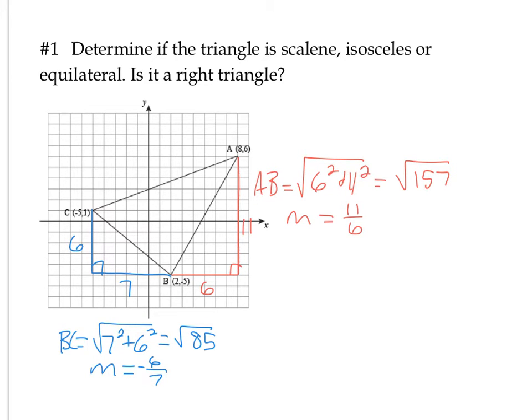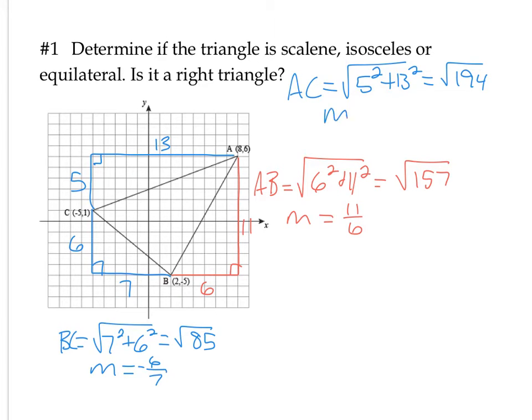And then if we talk about side AC, again, if I set up a right triangle, and I've got a length of one side of 5 and another side of 13, then AC is the square root of 5 squared plus 13 squared. And that's going to be the square root of 194. And it will have a slope of rise 5, run 13, positive.